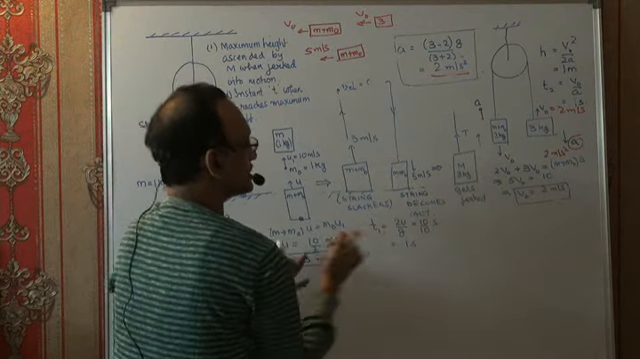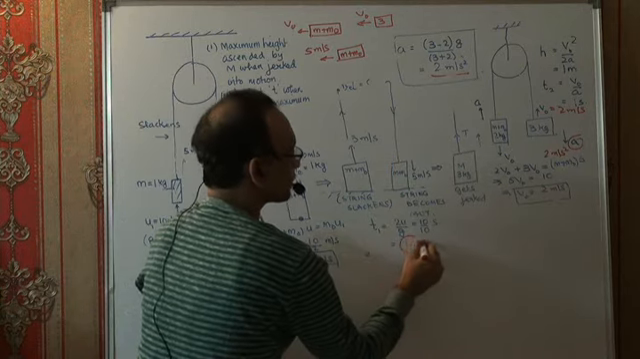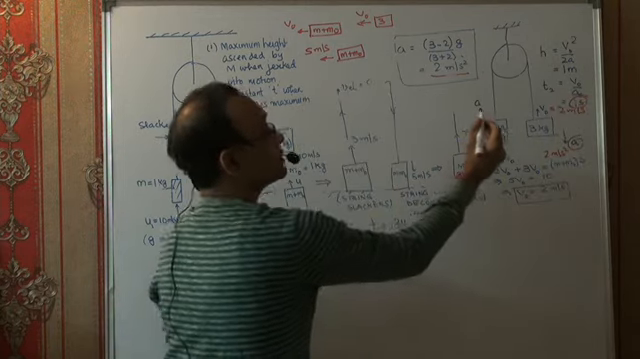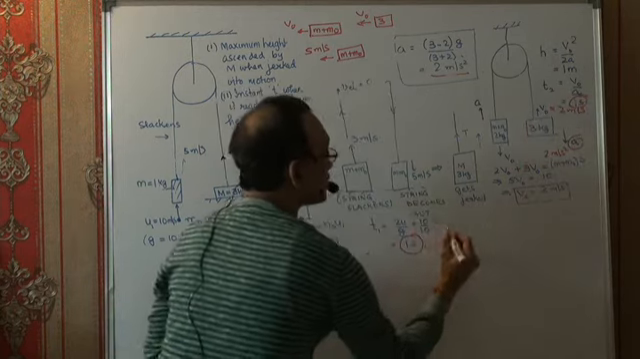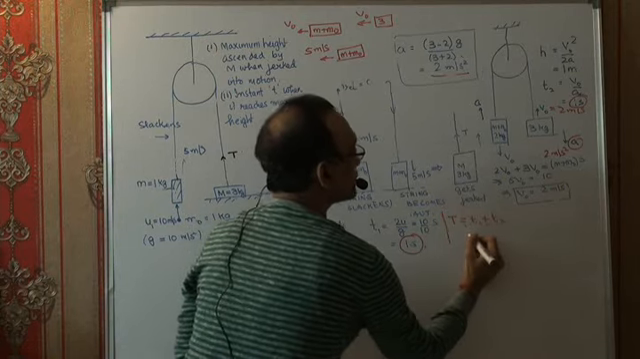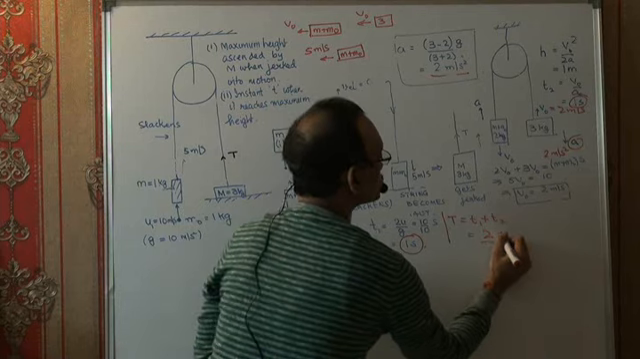That means the total time it takes for this mass to go up and come down, that we have found as 1 second, and then it takes another 1 second from this instant of time to reach a maximum height. So the total time taken is going to be t1 plus t2. That makes it 2 seconds.